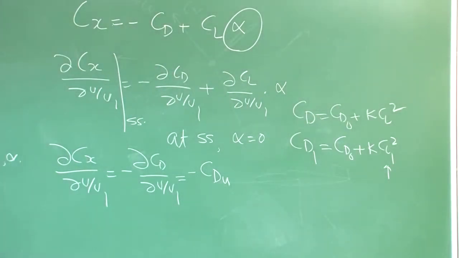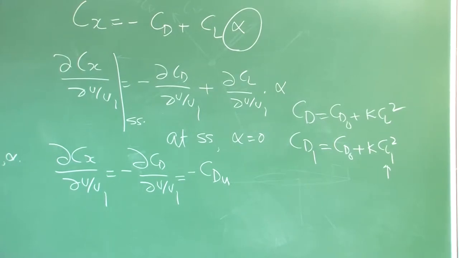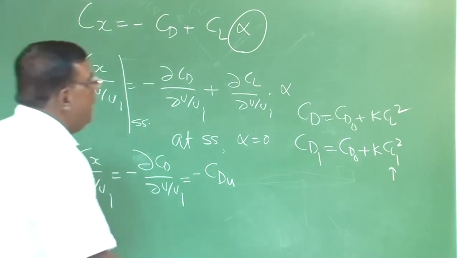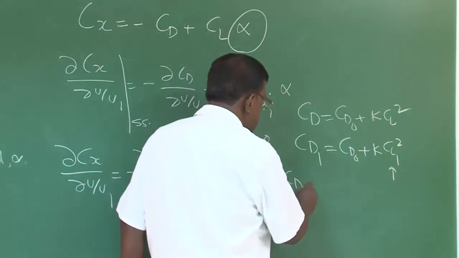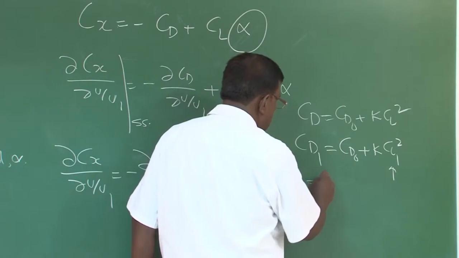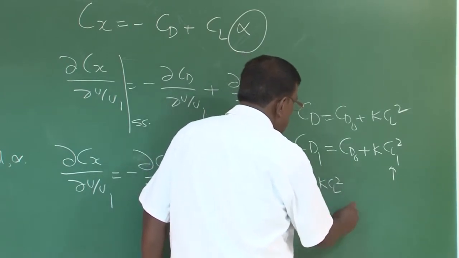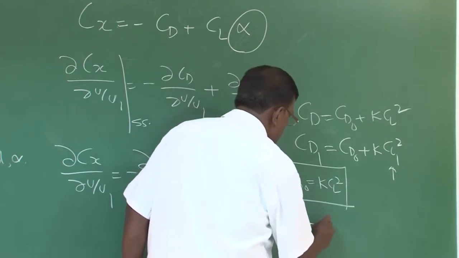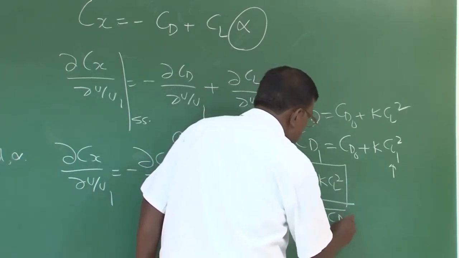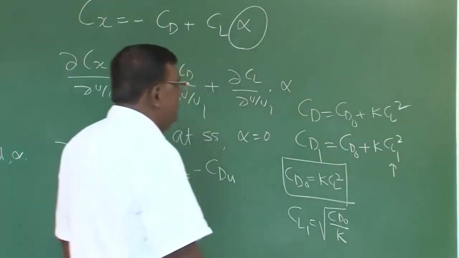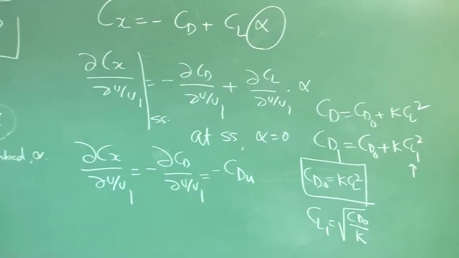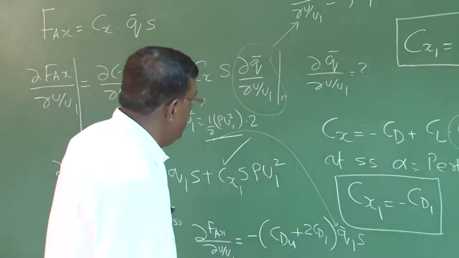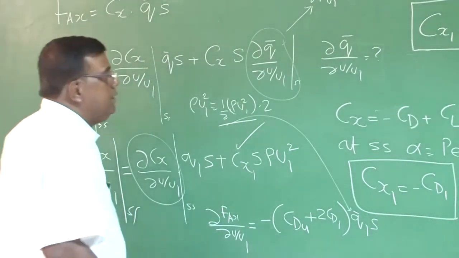For example, if it was cruising at a minimum thrust required condition, then you know that CD naught equals K CL square, and you can easily know CL1 is nothing but the square root of CD naught by K. That is the cruise condition, the condition at steady state for our case. And what is CDU then? The question comes, what is CDU? Let us see.